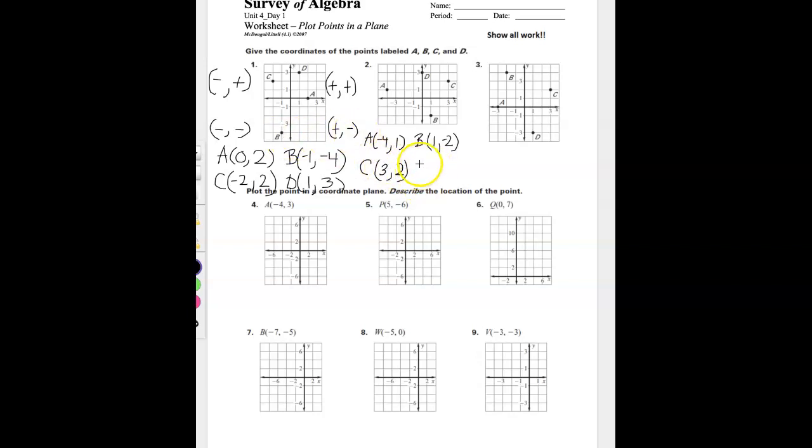And then we're going to go to D, and for the X coordinate, it's going to be 0. It's right here on this line, 0 for X, and we travel up the vertical line to our positive 3 for Y. All right, and that's what you should get for D.